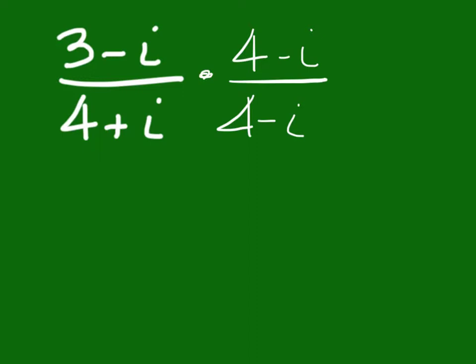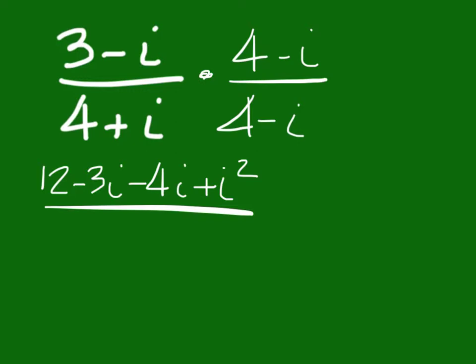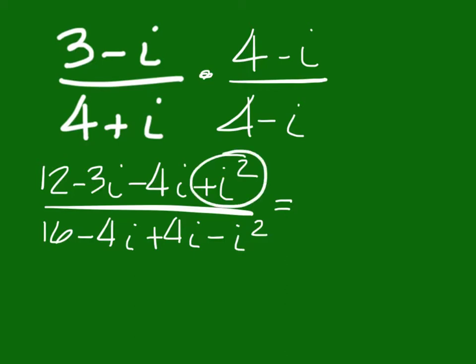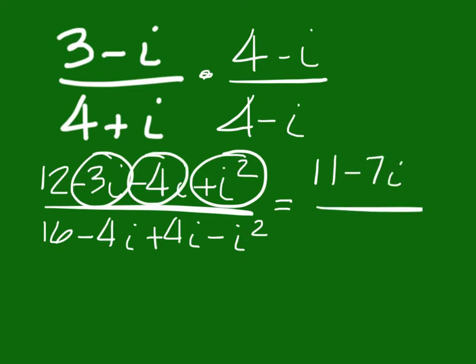So on the top, do that first. And you'll end up with a 12 minus 3i minus 4i plus i squared. And on the bottom, it would be 16 minus 4i plus 4i, and then minus i squared. On the top, it simplifies. Notice that this is an i squared, so that's a -1. And it combines with the 12 to make 11. And then minus 3 minus 4i is minus 7i.